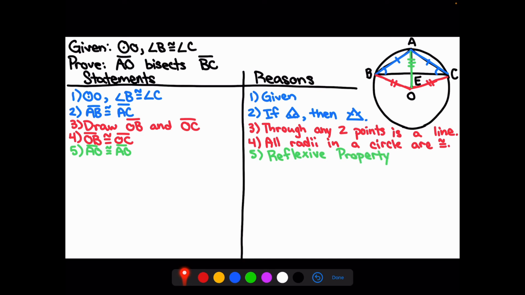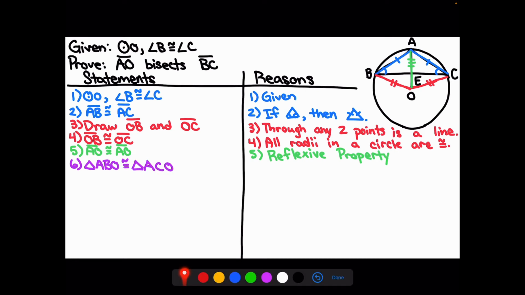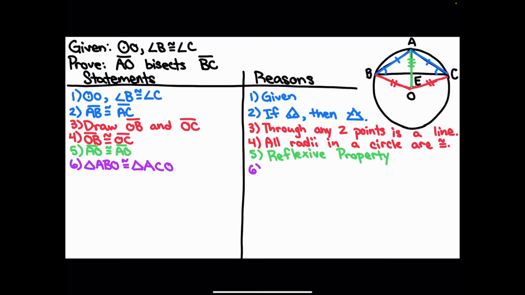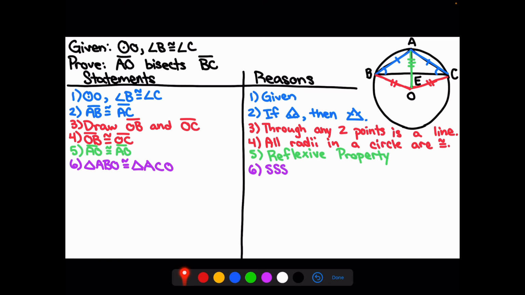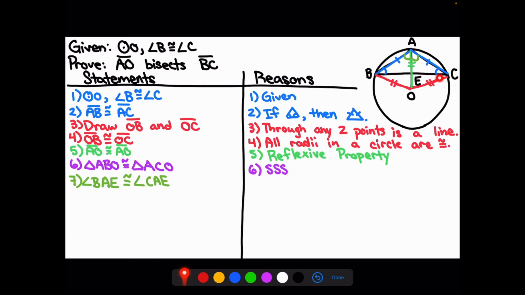And with that information, we should now be able to prove that the 2 large triangles here are congruent to each other. So triangle ABO is congruent to triangle ACO, and the reason that we can do that is side, side, side. So 3 sides of a triangle are all congruent, which allows us to say that those triangles are congruent by side, side, side. From there, again, our goal is to show that AO is bisecting segment BC.